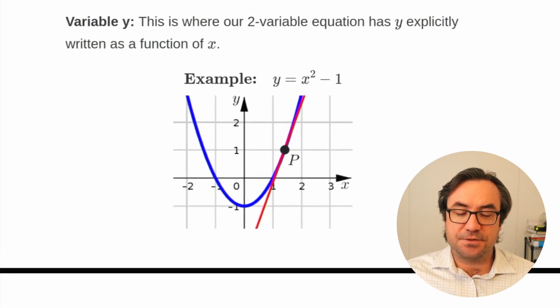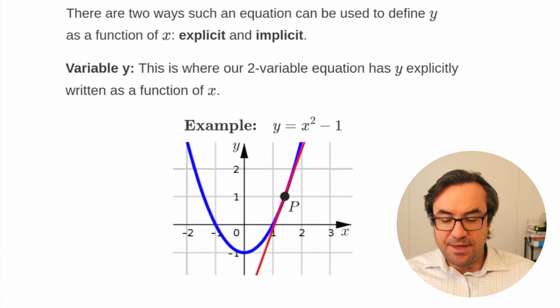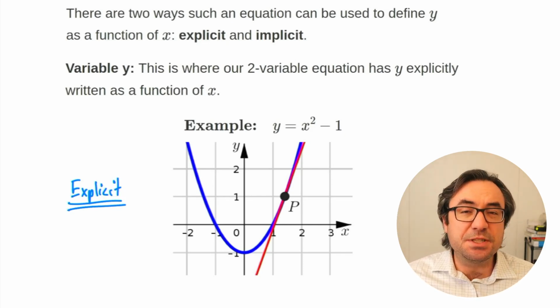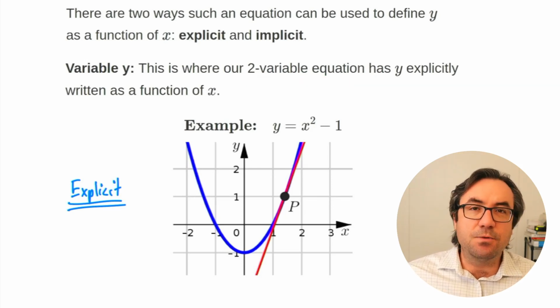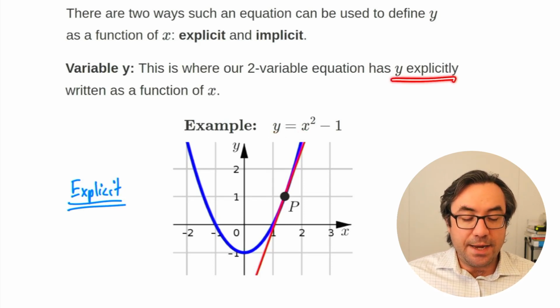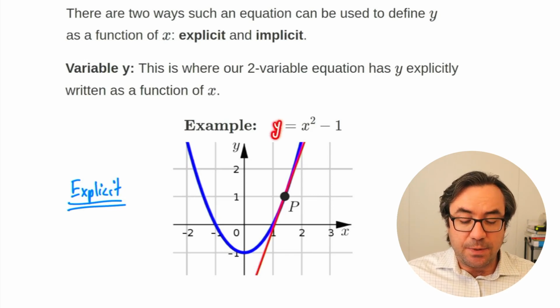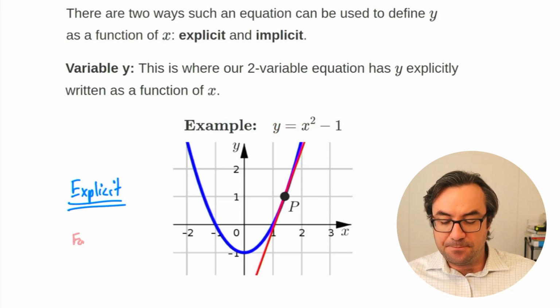All right, so let's look at an example. This is an example of an explicit function, where y is explicitly written as a function of x. So we have a two-variable equation, with x's and y's in it. Here's an example: y equal to x squared minus 1. There are both x's and y's, but y is explicitly written as a function of x. What we mean by that is literally we have the form y is equal to this.